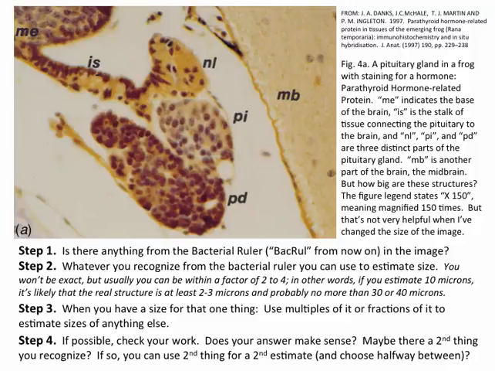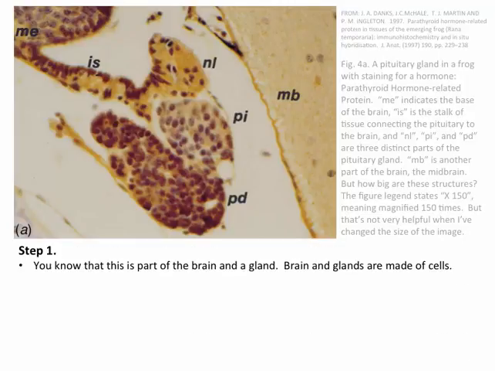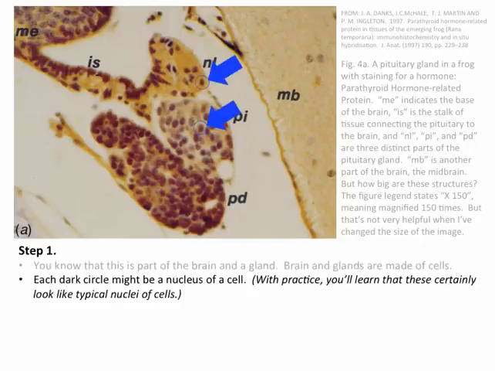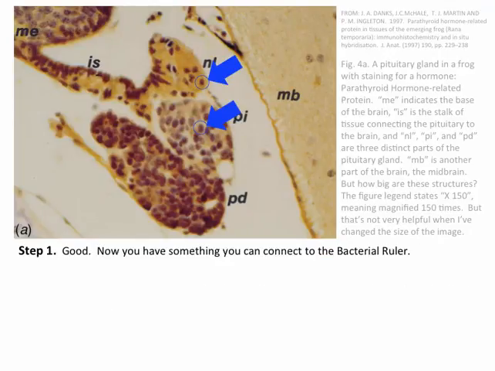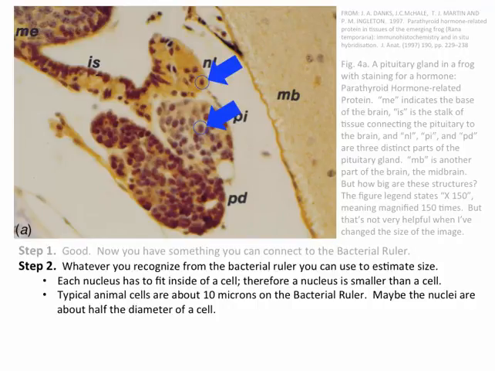If we wanted to start estimating sizes on this image, what would we do? Well, you know that this is part of the brain and a gland. Brain and glands are made of cells. So there might be something in here that's a cell. In fact, with a little practice looking at these, you'd quickly recognize that these dark dots are probably nuclei. And the paler stuff around it, that's the cell cytoplasm. So at the blue arrows, I've circled a couple of things that are nuclei. And now you have something you can connect to the bacterial ruler. Each nucleus has to fit inside a cell.